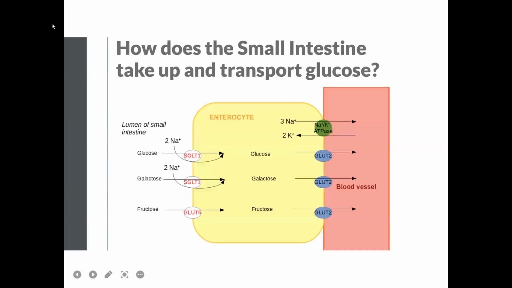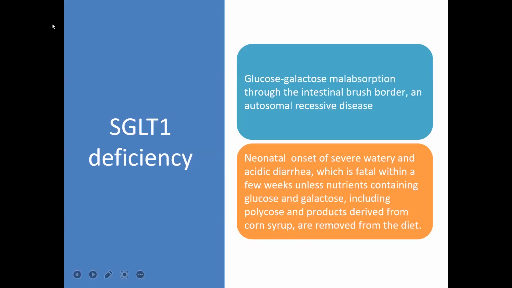How does the small intestine take up and transport glucose? The SGLT1 is mainly in the small intestine. Two sodiums go in and glucose goes in. That's why we use ORS. That's the principle behind ORS to treat diarrhea or loss of sodium.